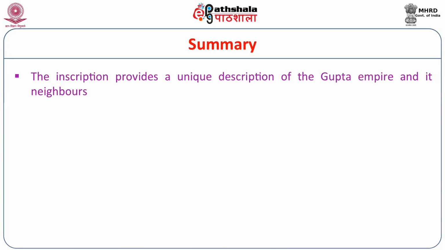While extolling his master, Harisena compared him with Prithu, with Brihaspati, and with many gods like Kubera, Varuna, Indra and others. That's why Harisena tried his best to extol the achievements of the king. Now, the inscription also provides a unique description of the Gupta Empire and its neighbors.